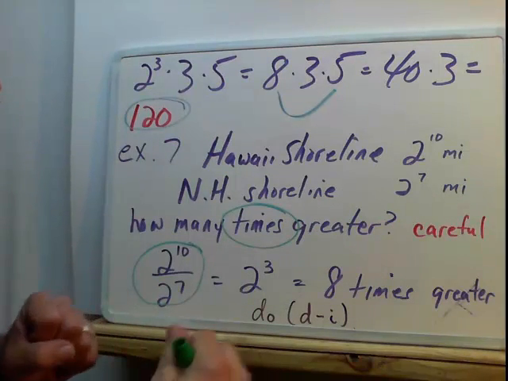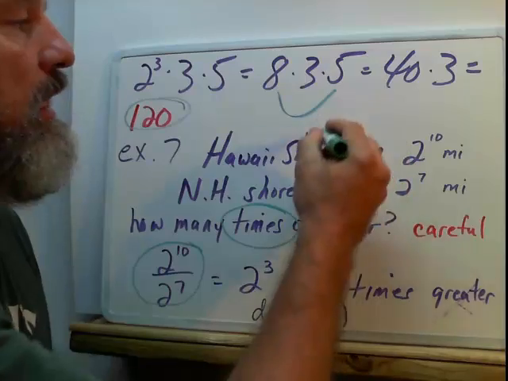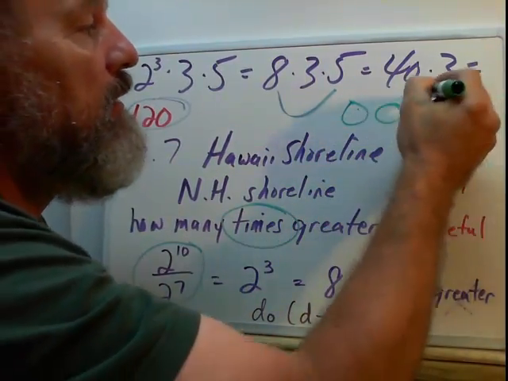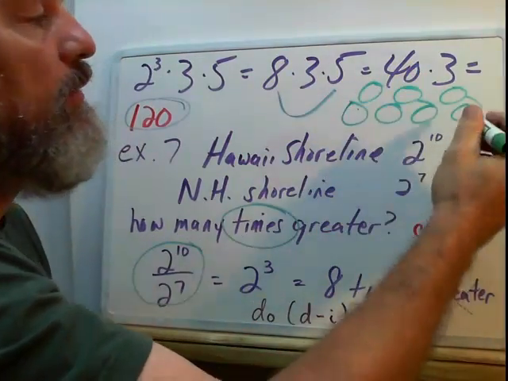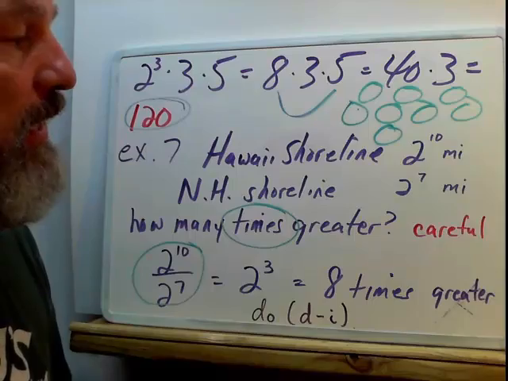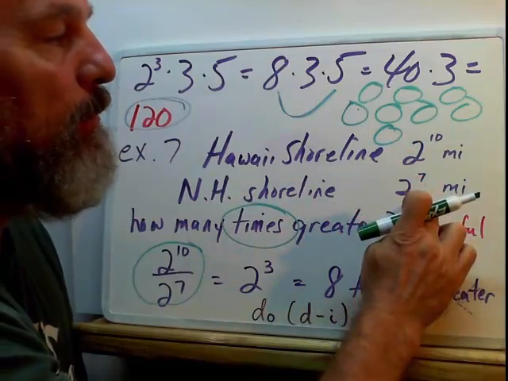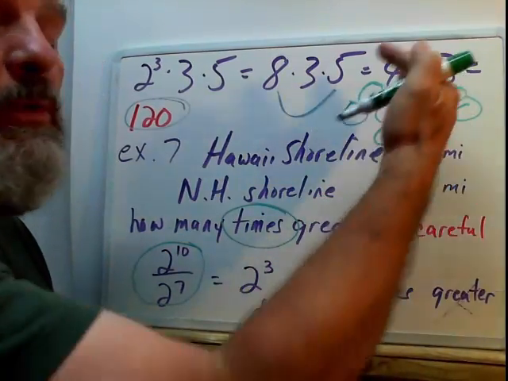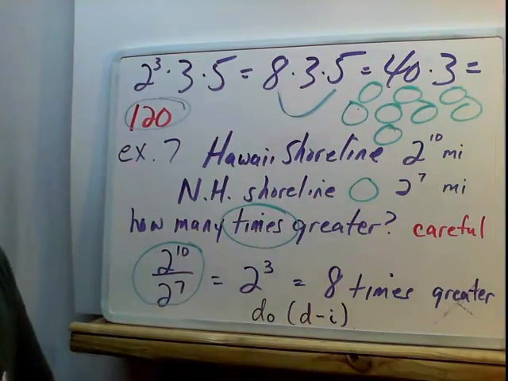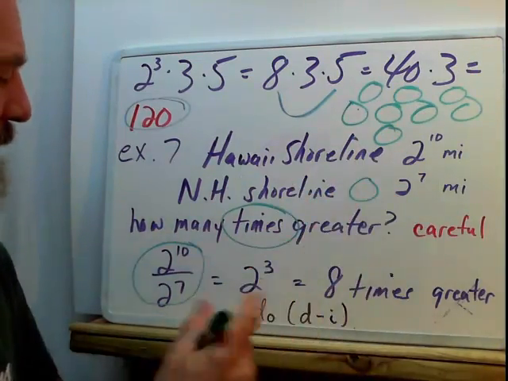Understand that if we have the Hawaii shoreline, let's say represented by this number here, and we'll go with 8, and the New Hampshire shoreline is represented by some smaller number, how would we get from here to here? We would have to divide it into individuals. So this one would be represented by a single circle.